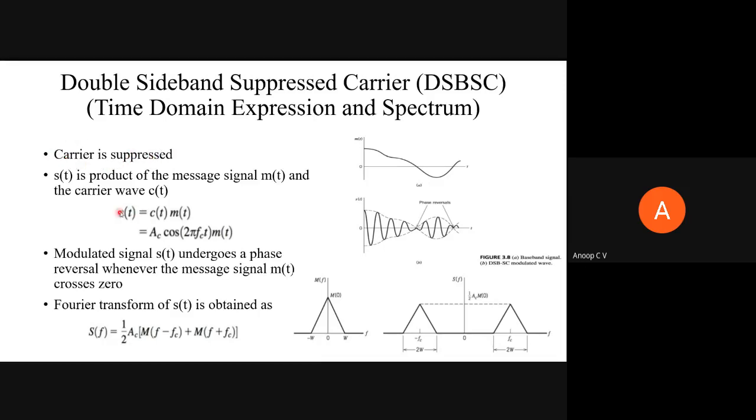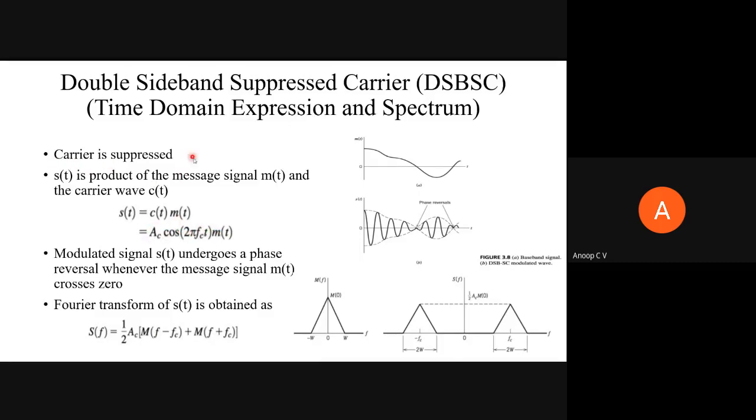If you consider the time domain expression, we don't have A_C cos 2 pi f_c t plus A_C k_a m(t) cos 2 pi f_c t. It's actually the product of carrier and message. So the time domain expression says it doesn't have any carrier frequency component as such. What we have is a product of m(t) with the carrier. So this is our s(t).